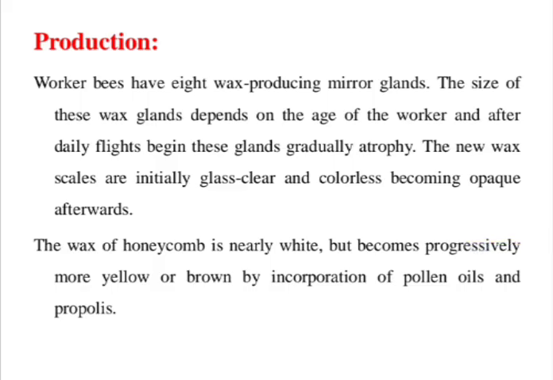Production. Worker bees have 8 wax-producing mirror glands. The size of these glands depends on the age of the workers. After daily flights begin, these glands gradually atrophy. The new wax scales are initially glass clear and colorless, becoming opaque afterwards. The wax of the honeycomb is nearly white but becomes progressively more yellow and brown by incorporation of pollen oils and propolis.